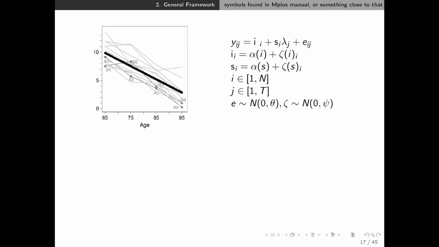And finally, just to prove that symbols don't matter, when you pick up your Mplus user's guide, they call these factors I's and S's for intercepts and slopes. They're just names and labels, and it's the same model despite what we call these things.